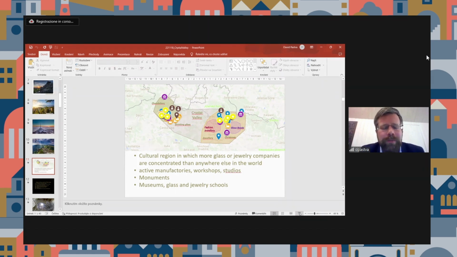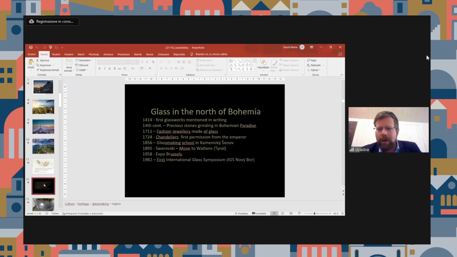glass production. You can see we have six different types of production. It varies between drinking glasses, chandeliers, fashion jewelry, Christmas decorations, or glass beads. And this concentration of production is unique worldwide. You cannot find other places worldwide to see such a huge variety.